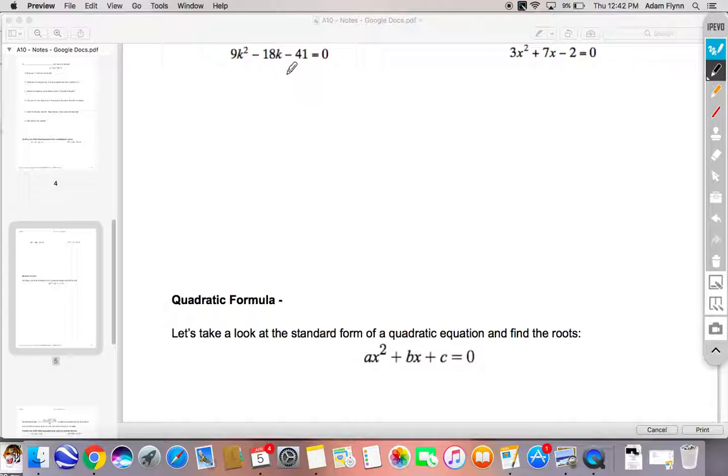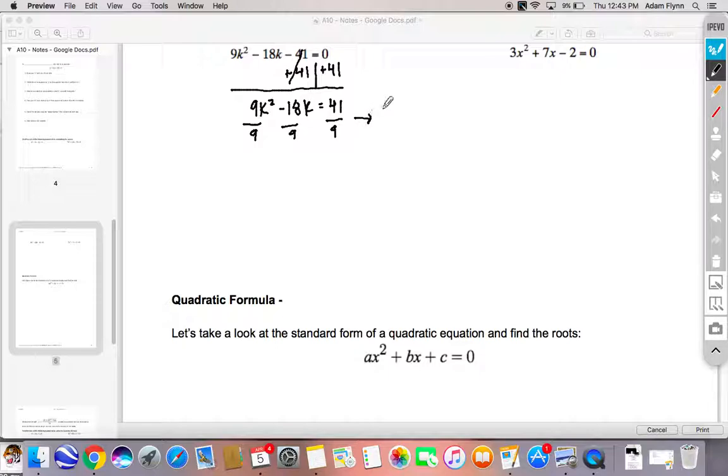All right, so first step, I'll add 41 to both sides. So 41's cancel. So I'm left with 9k squared minus 18k equals 41. So now that my constant's moved over to the right side, I'll take a look at my a term. It is 9, which isn't 1, obviously, so I'll divide everything by 9.